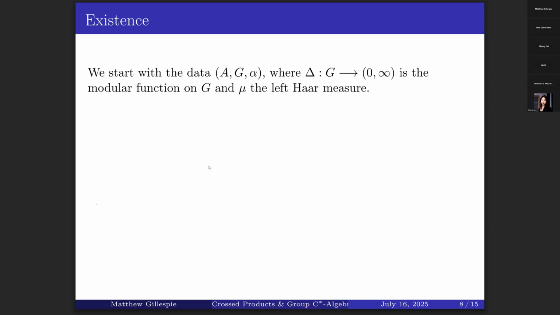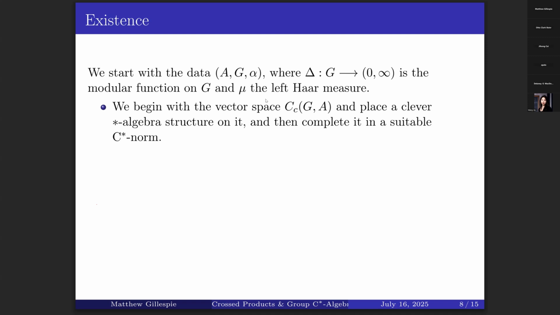So first of all, we're going to start with the data A, G, and alpha. Now delta here is the modular function of G, and mu is the left Haar measure. If you don't know what the modular function of a locally compact group is, basically it's how you translate between the left and right Haar measure. So if I want to do a change of variables between left and right Haar measure in integration, I use this homomorphism delta. If that's confusing, you can think of G as a discrete group, so you don't have to worry about this, and mu is counting measure.